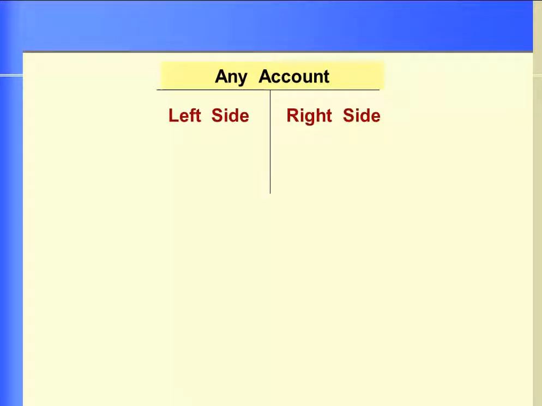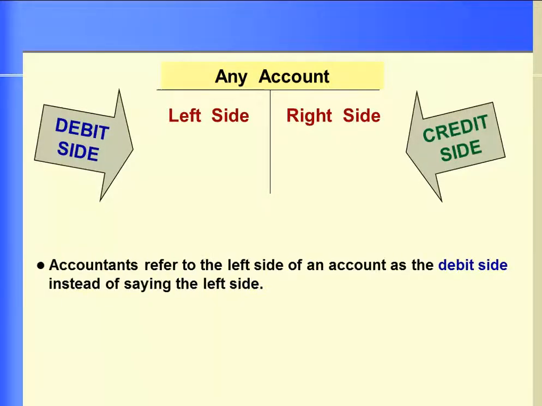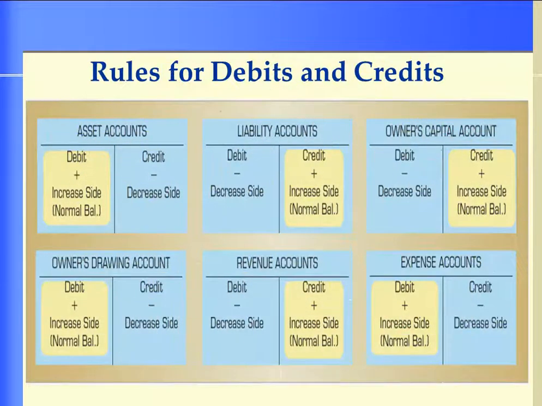So any account, debit and credit, debit left, credit right. Right side is always the credit, left side is always the debit. Muy importante. I would stop the video here and just review this really quick. So the assets and drawing and expense accounts have the same rules. Owner's capital, liability, and revenue accounts have the same rules.